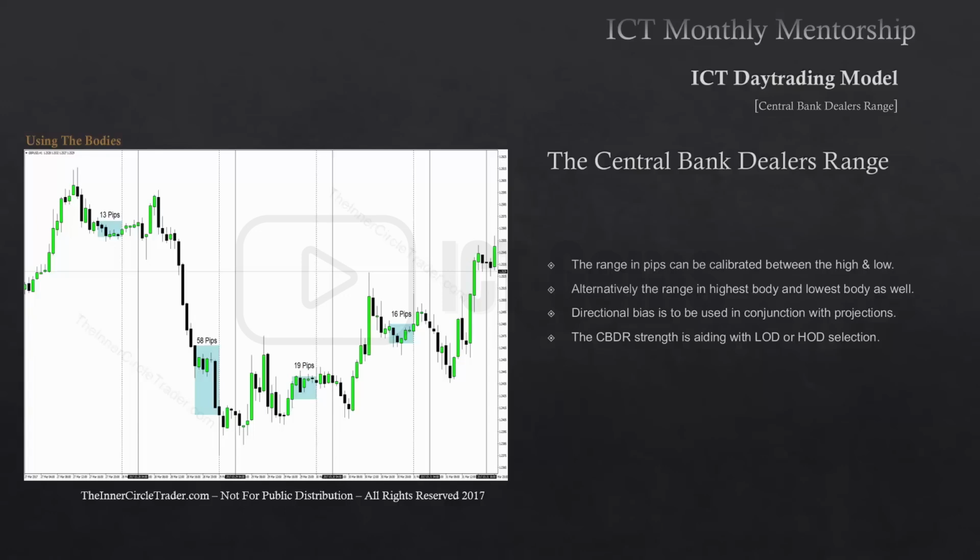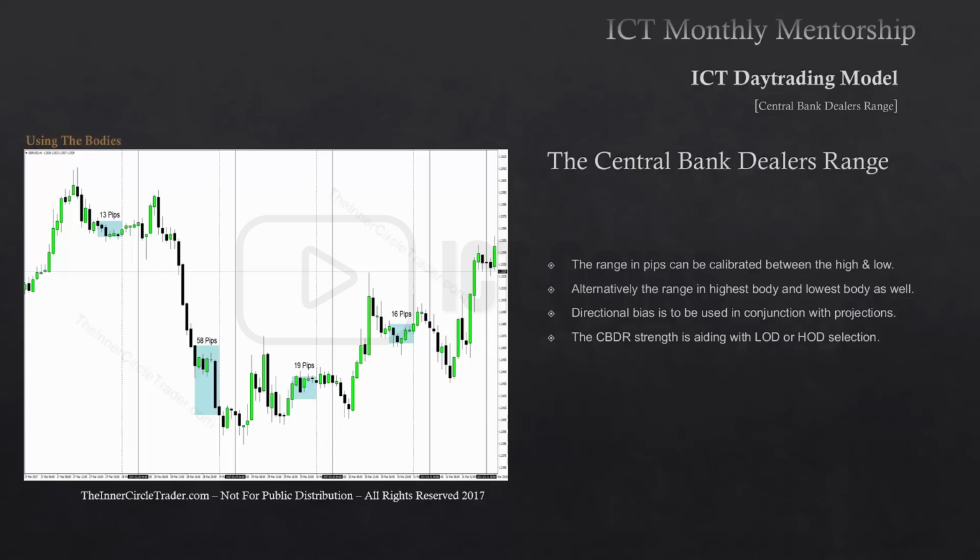So as you can see here, each one of these ranges has its respective ranges in terms of pips. The first is 13 pips, the next is 58 pips, the next is 19, and the last in this example is 16 pips in range. So using the bodies, we're going to focus primarily on that.